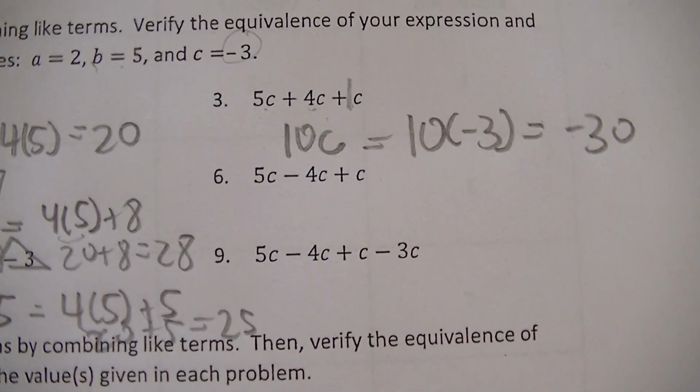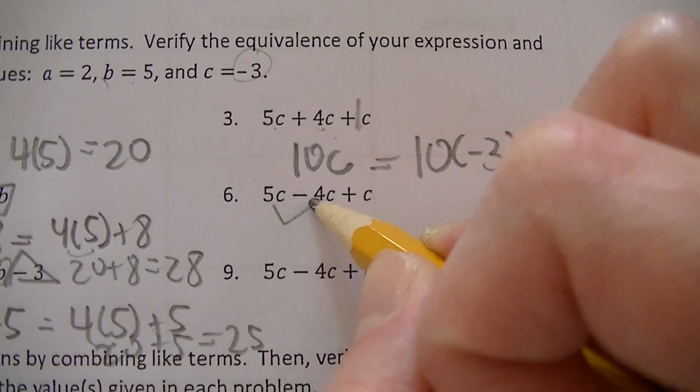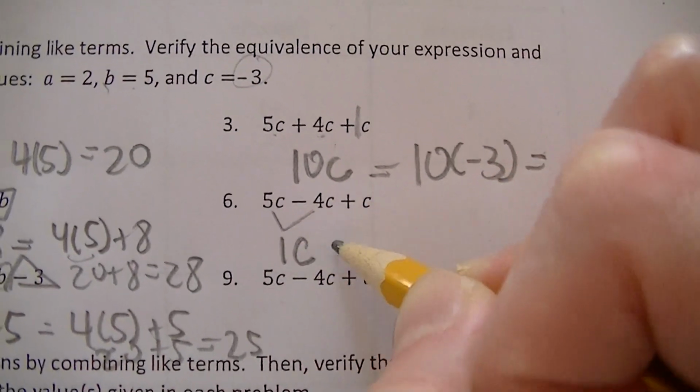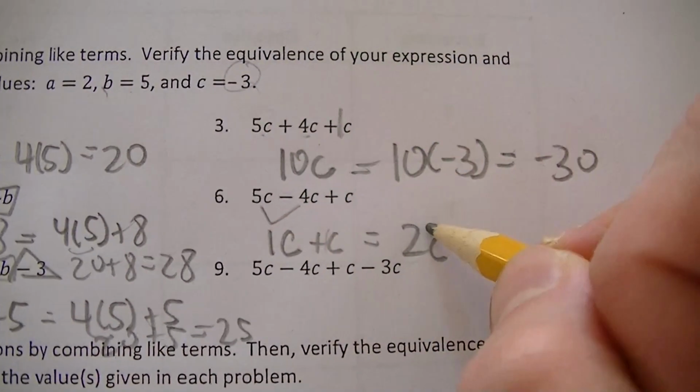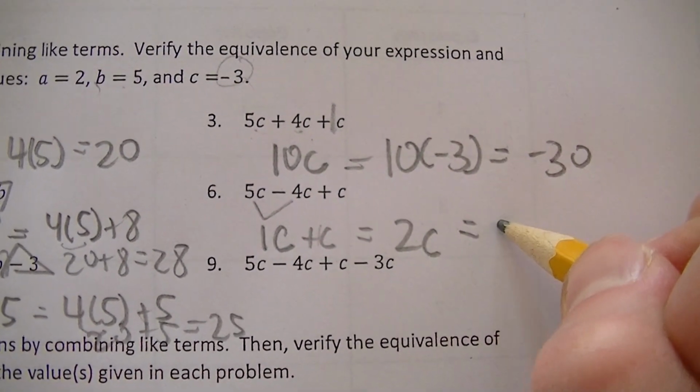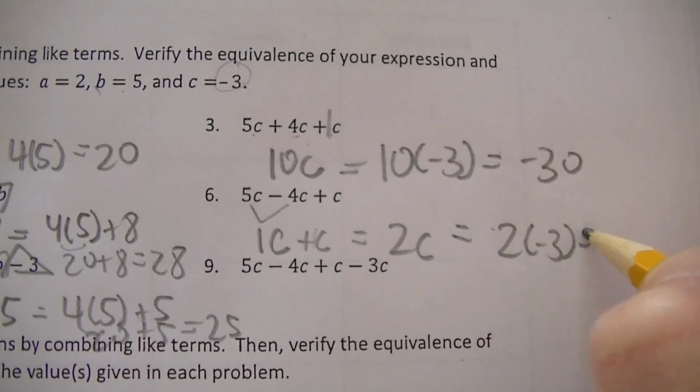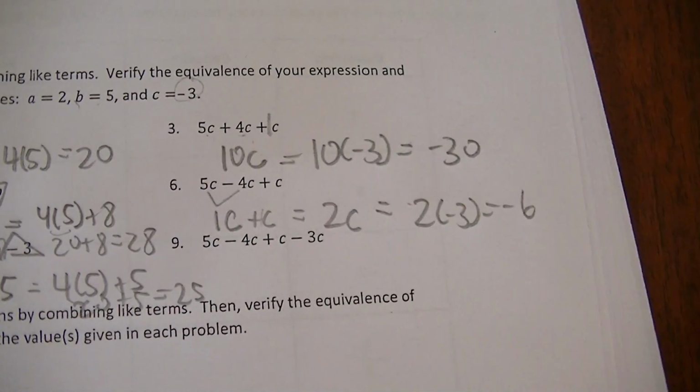And next thing we got to do is simplify right here. 5c minus 4c is 1c. Well, plus c. 1c plus 1c is 2c. Simplify that, or substitute that in. 2 times -3 is -6. Okay?